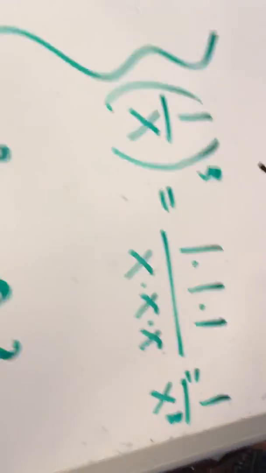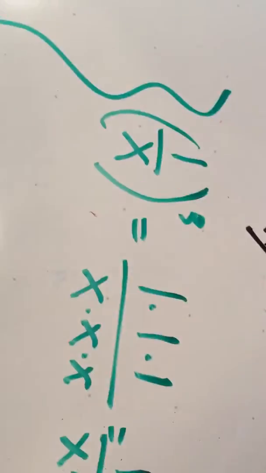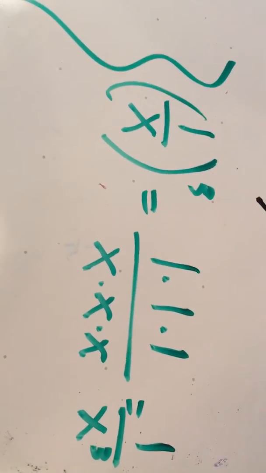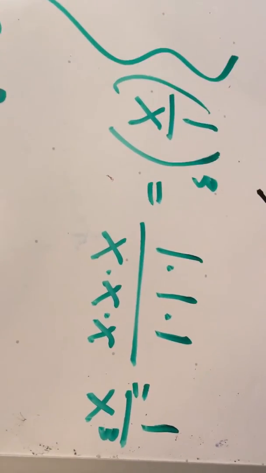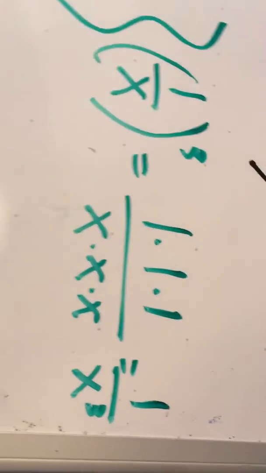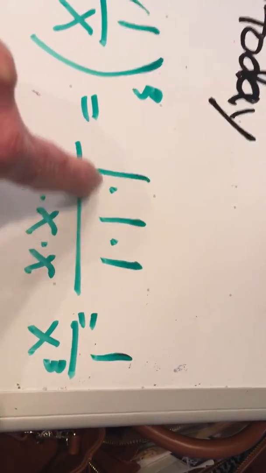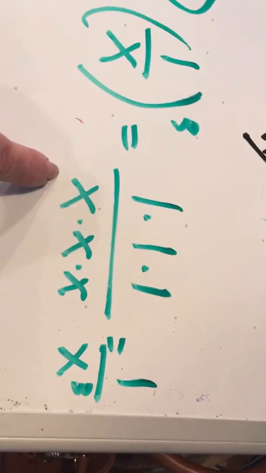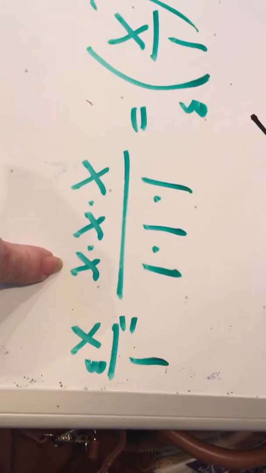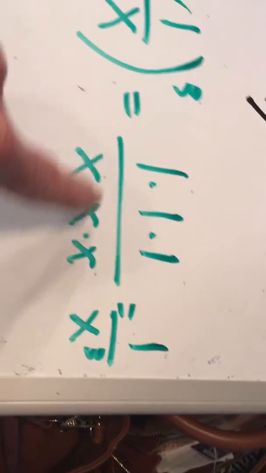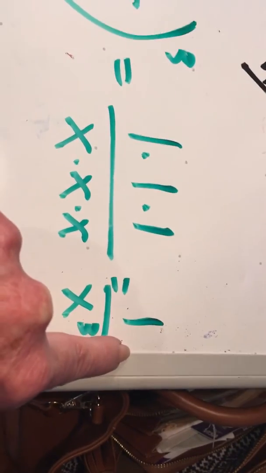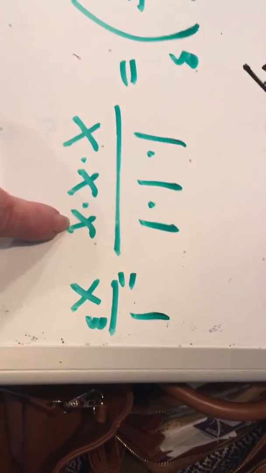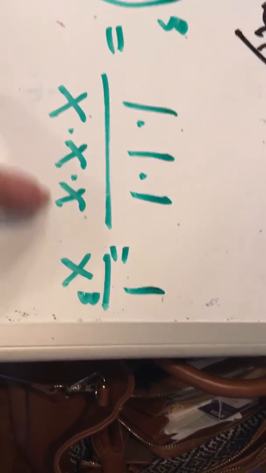Okay. Next problem. 1 divided by x, or 1 over x to the third power. To cube something means to multiply it times itself 3 times. 1 times 1 times 1 over x times x times x. And I should have said divide there, not over. So it's 1 times 1 times 1, which is 1, divided by x times x times x, which is x to the third power.